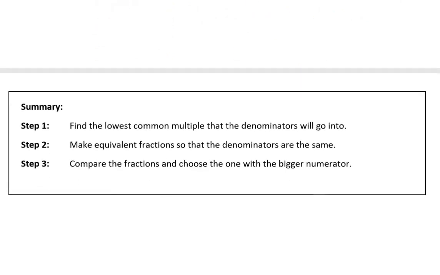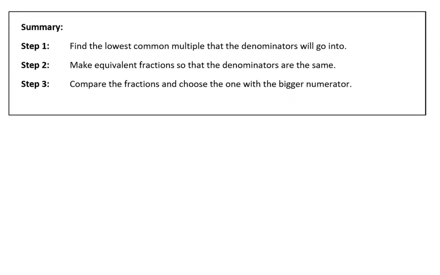Right, and that's pretty much the idea of comparing fractions. So what is our summary? First of all, find the lowest common multiple for all the denominators, because that forms your lowest common denominator. Make equivalent fractions so that your denominators are the same, so that then you can compare. So convert each fraction to an equivalent fraction with that denominator, and then compare.